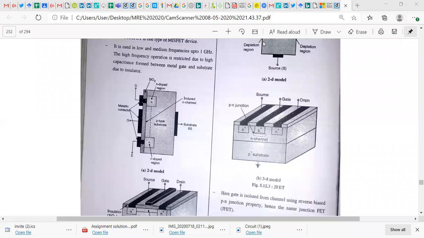Karishma, can we operate this JFET and insulated FET at microwave frequency? Cannot operate. You cannot operate this JFET and insulated FET at microwave frequency. Can we operate MOSFET at microwave frequency?